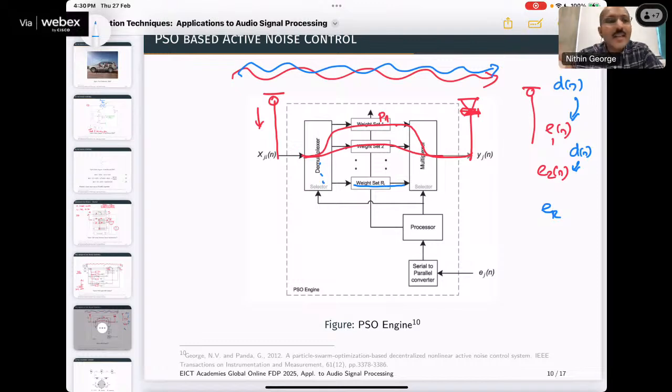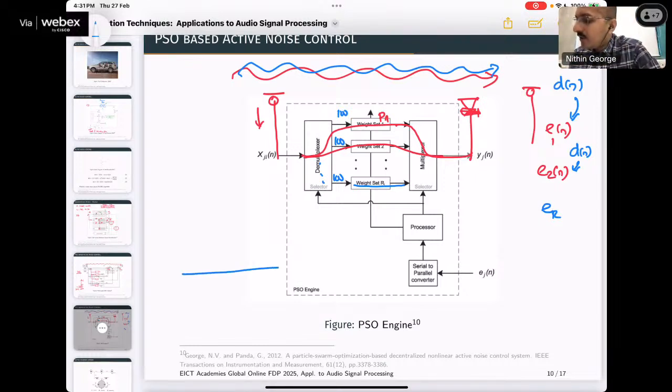After that, I again start with the first. So what happens is, for example, I give 100 inputs to the first weight set to find E1, next 100 to find E2, another 100 to find ER. I have got one estimate of these E's. Now I run the algorithm, update the positions P1, P2, etc. Now I give the next.